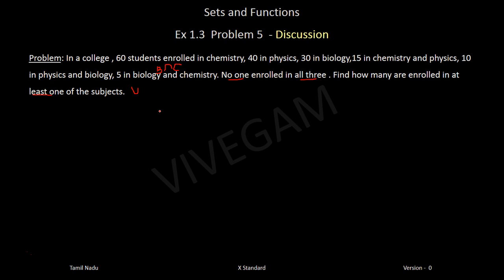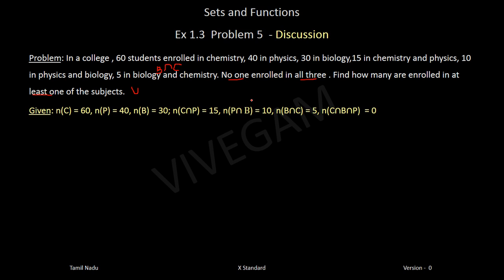Okay, so let me repeat. And means intersection, or means union. And when they say at least one of the subjects, it means the student can be enrolled in one subject, or two subjects, or three subjects. So or is coming, so it is basically union. So it is C union P union B that they are asking us to find. Okay, if you remember this, then everything else will become clear.